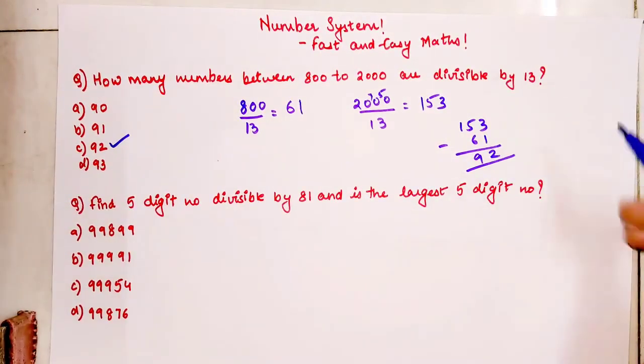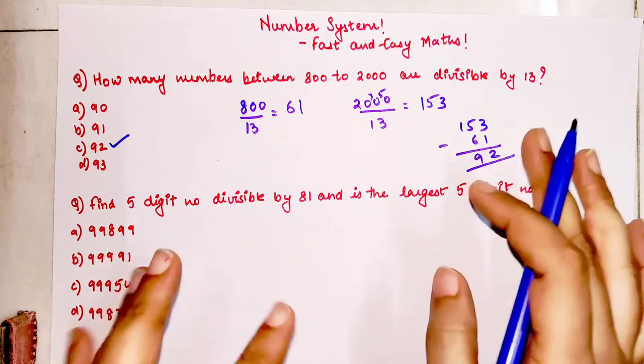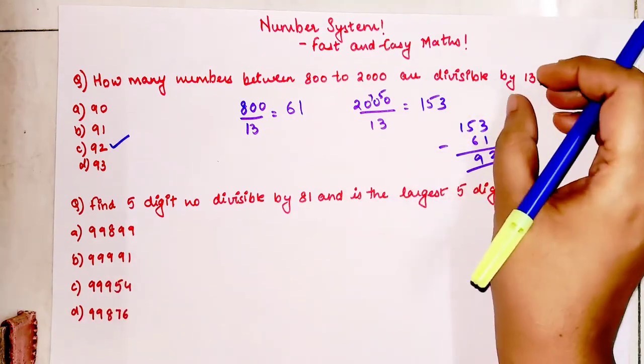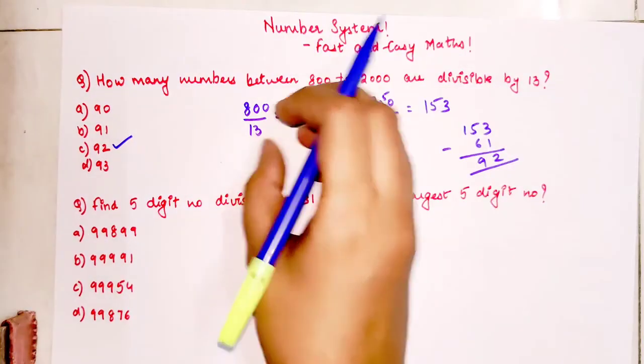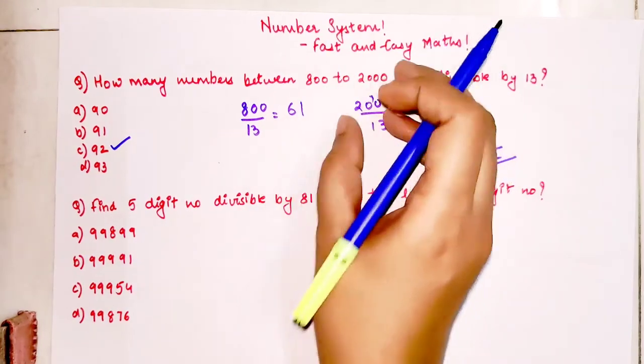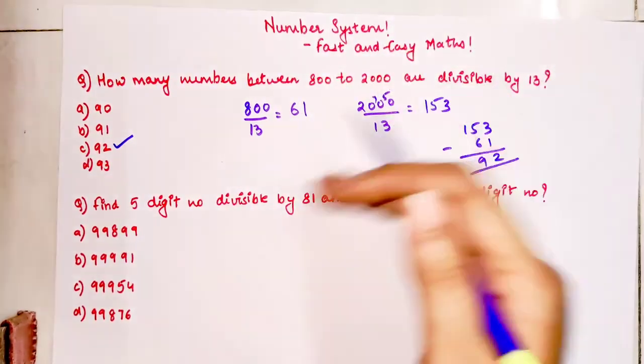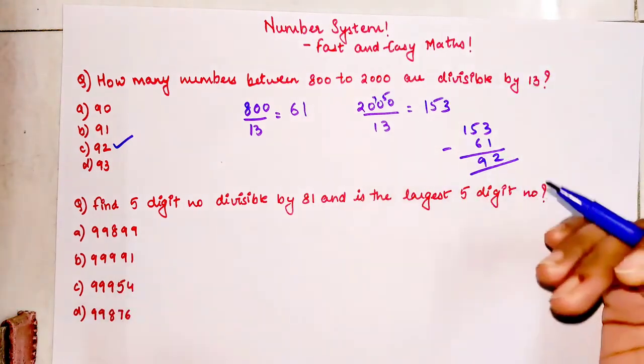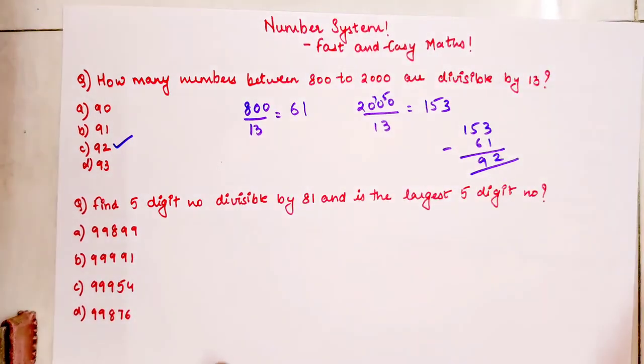Please understand, I have taken one type of each of these numbers. So whenever this kind of question happens, you just have to simply divide the number with the lower bound and the upper bound, and then whatever quotient you get, you just have to subtract them, and that will get you the final answer.